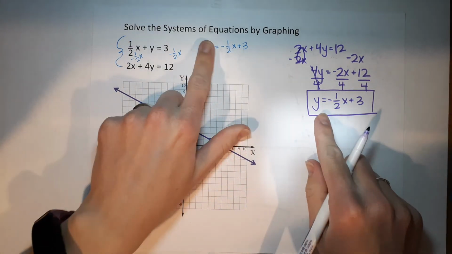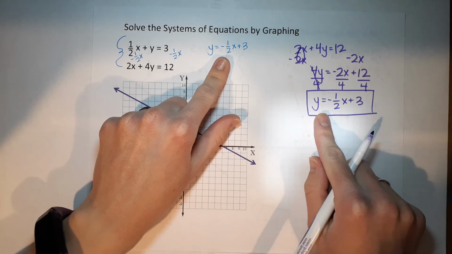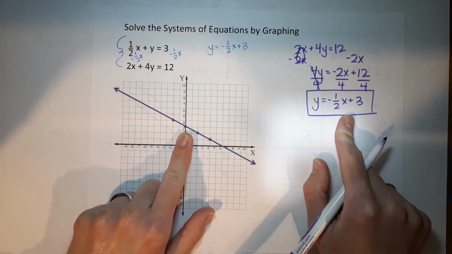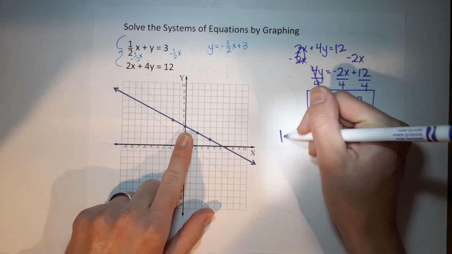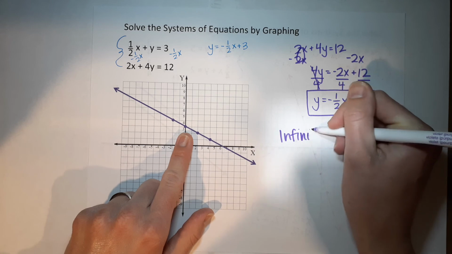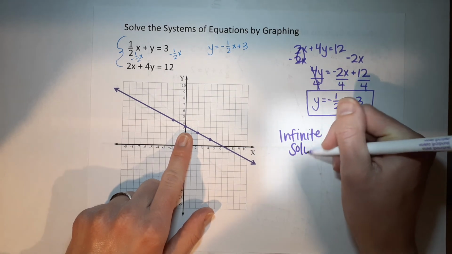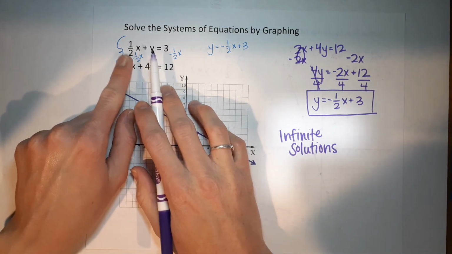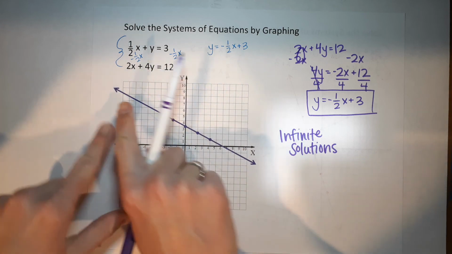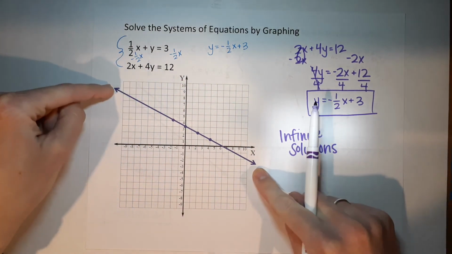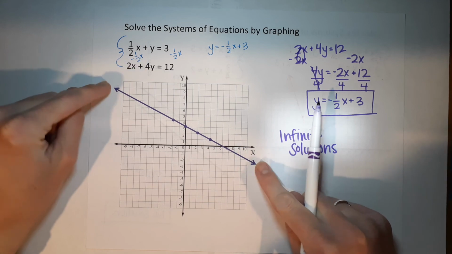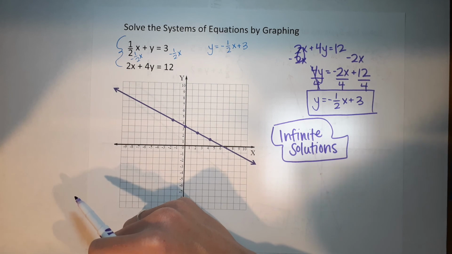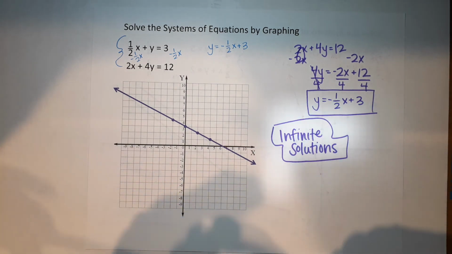Do you notice something? Look, it's the same line. If I go to graph this, it's the same line. So what does that mean? Well, that means we have an infinite amount of solutions. If an x and y works here, it's also going to work here. All the numbers along this line, because it's really the same line on top of each other, are going to work. So there is an infinite amount of solutions. Did that make sense? Hopefully it made sense.